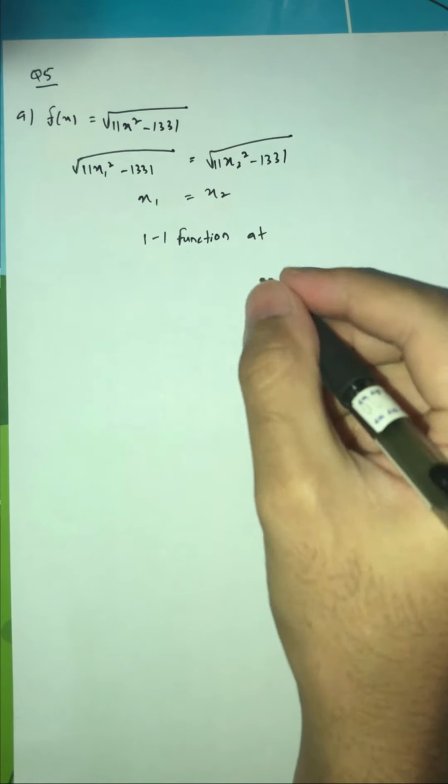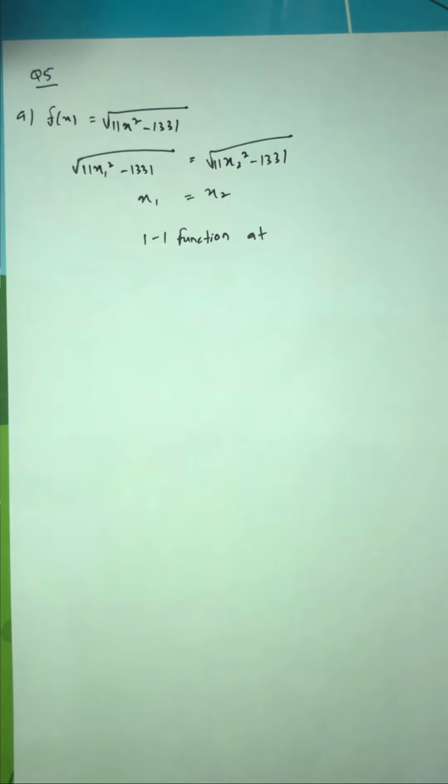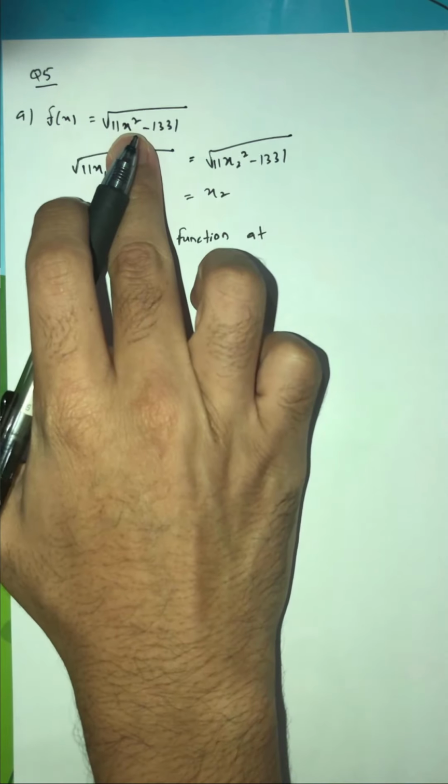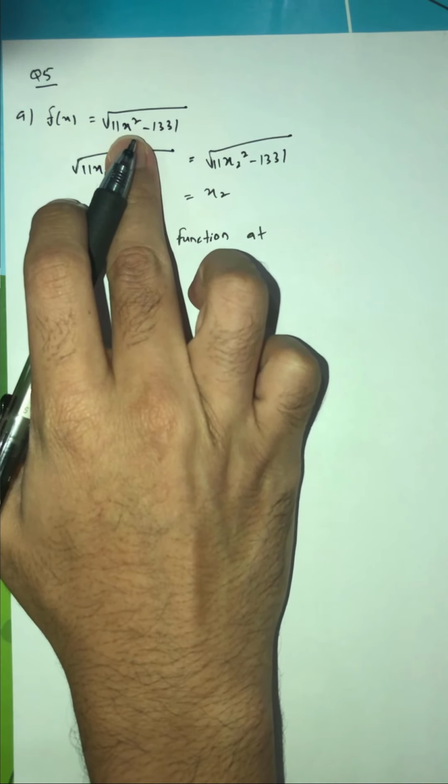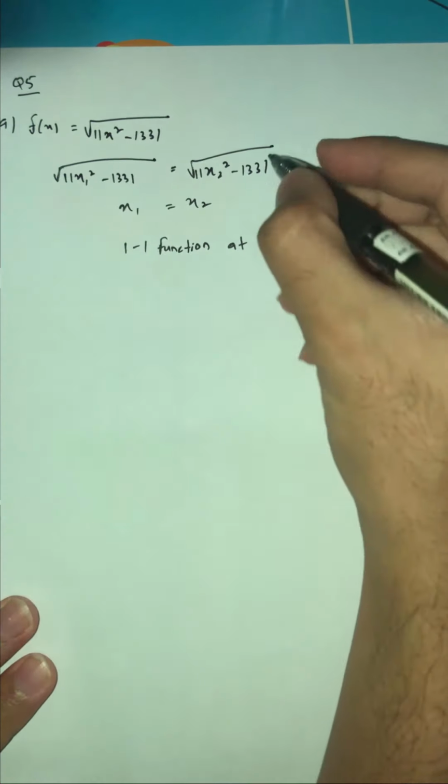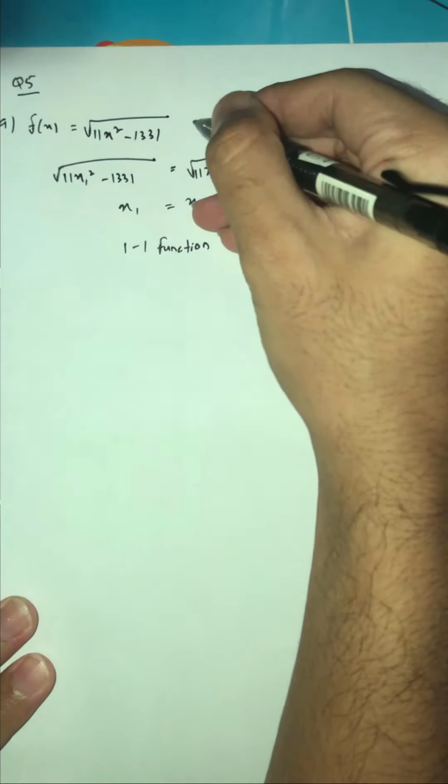We need to find at what, and how do you find it? Because there's a surd, right? It cannot be a function for the whole region, because when you have a surd, there's a condition where the inner part of the surd must be more than 0, right? It cannot be negative inside because it gives you no answer.